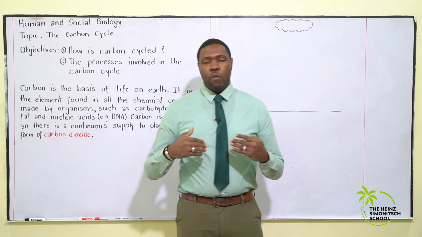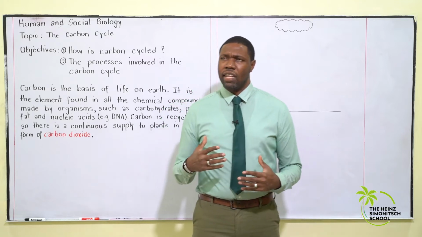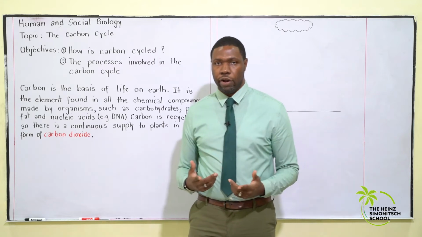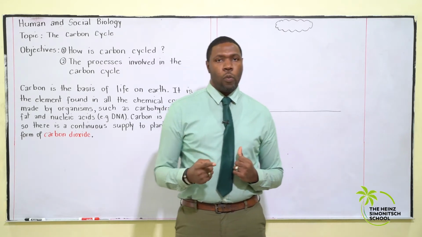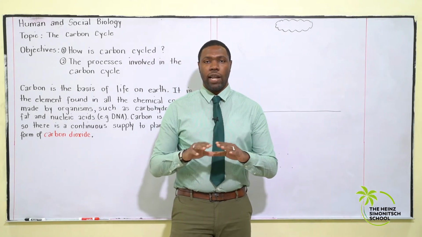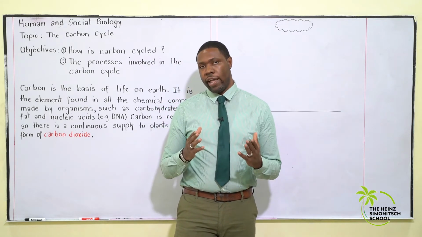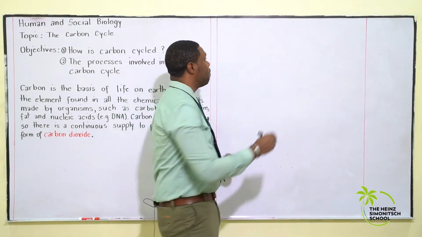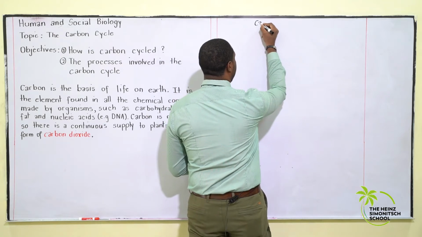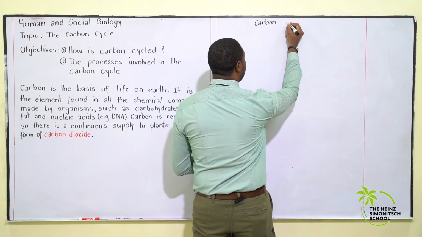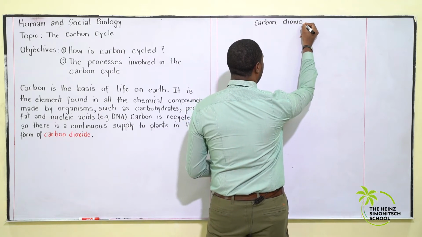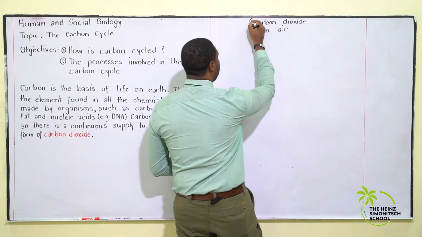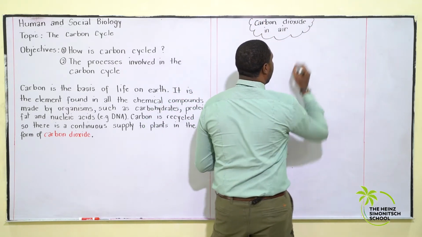Now, what is a cycle? A cycle is a series of events that keep occurring in the same order. All right, so what we're going to be doing now is drawing a simple diagram which will better explain the carbon cycle. Okay, so let's begin. First, we have carbon dioxide that's in the air. Carbon dioxide in air.